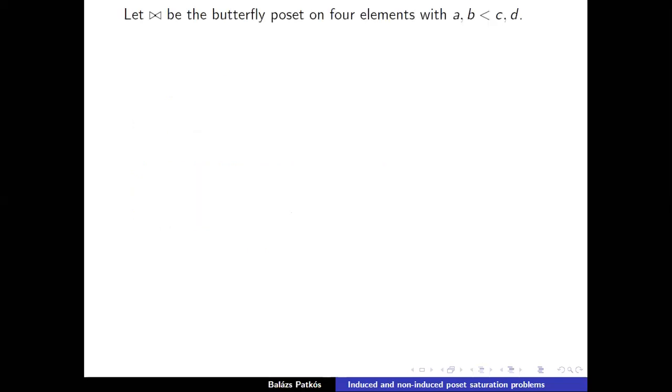Well, showing is quite an exaggeration. I will just hint at what's going on. So the butterfly poset has 4 elements, A, B, C, and D. A and B are the 2 small elements, and C and D are the 2 upper elements. So C and D are both larger than A and B, and there is no other relation in there.